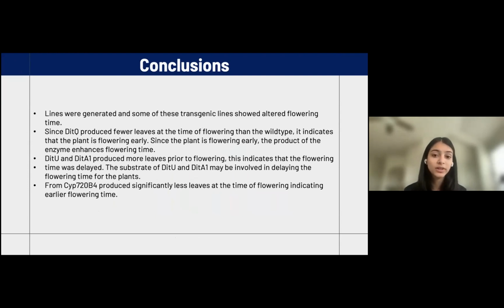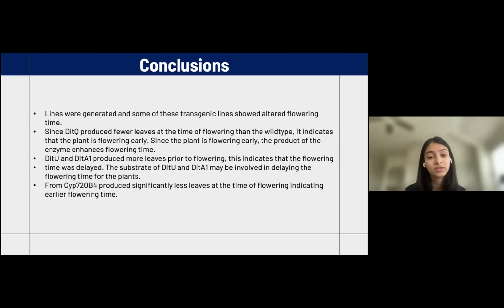Since DITQ produced fewer leaves at the time of flowering than the wild type, it indicates that the plant is flowering early. Since the plant is flowering early, the product of the enzyme enhances flowering time. DITU and DIT-A1 produced more leaves prior to flowering. This indicates that the flowering time was delayed. The substrate of DITU and DIT-A1 may be involved in delaying the flowering time.